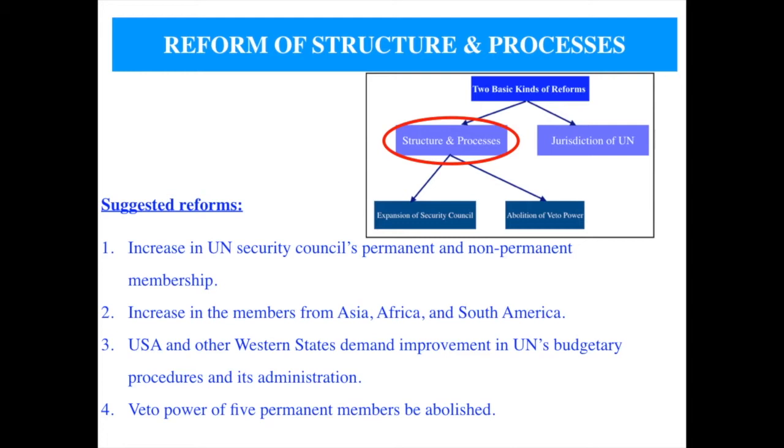And the USA and other Western states demand improvement in the United Nations budgetary procedures and its administration. And of course, there were also suggestions for the veto power of the 5 permanent members to be abolished. Now, what is veto power? Why does it need to be abolished? That I'll tell you later.